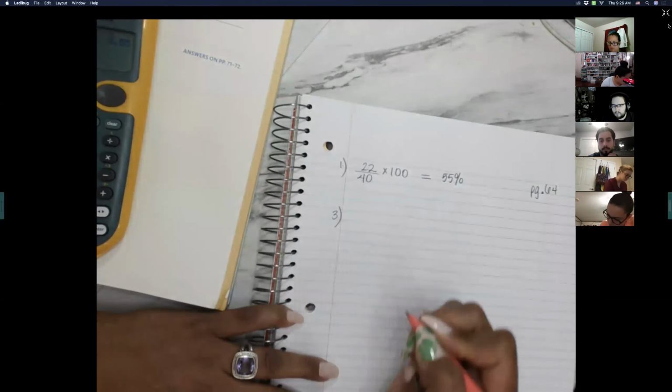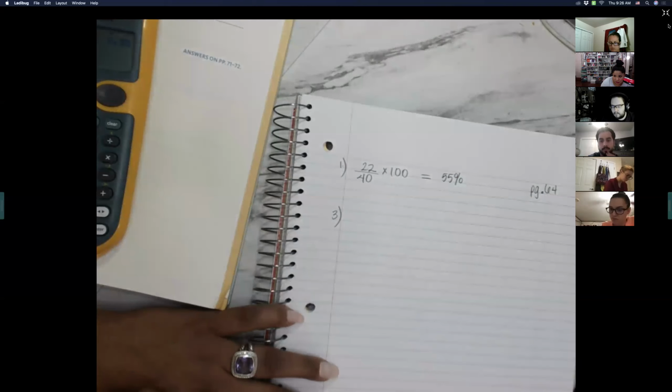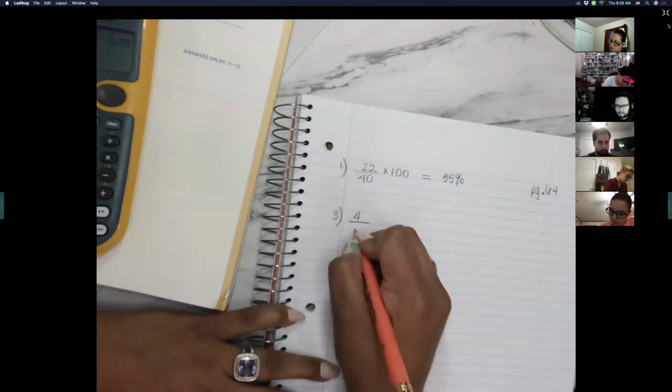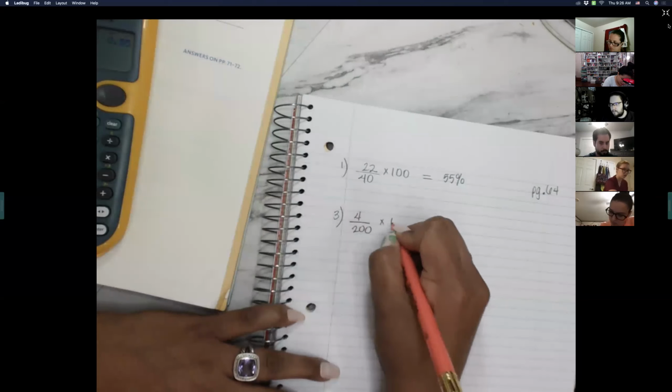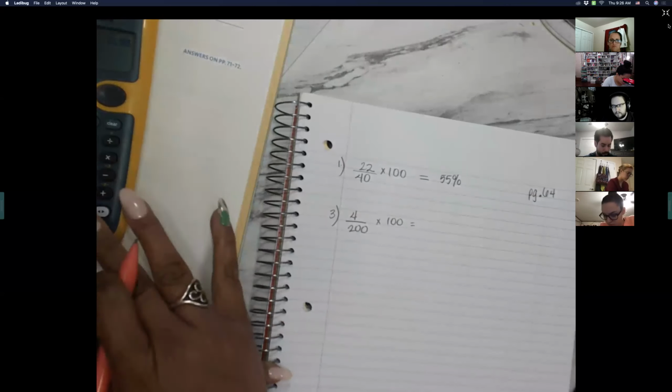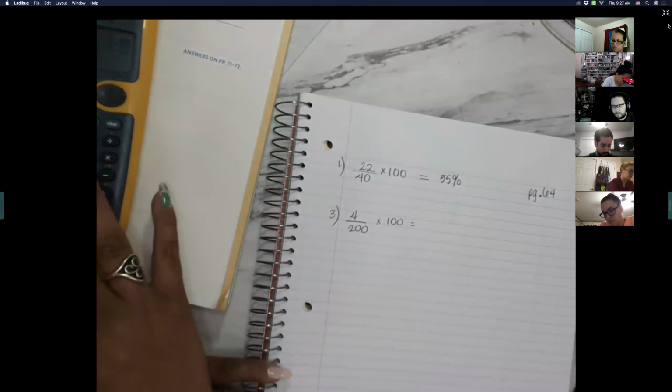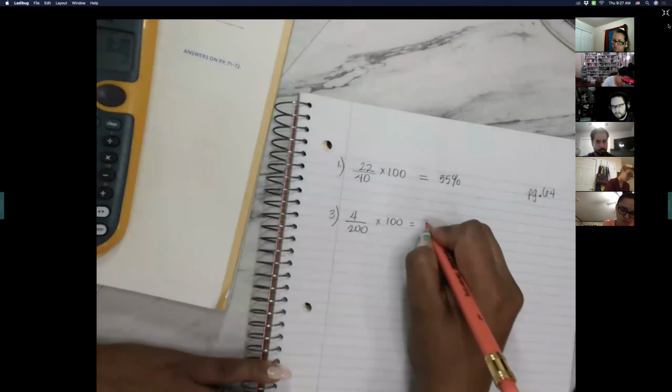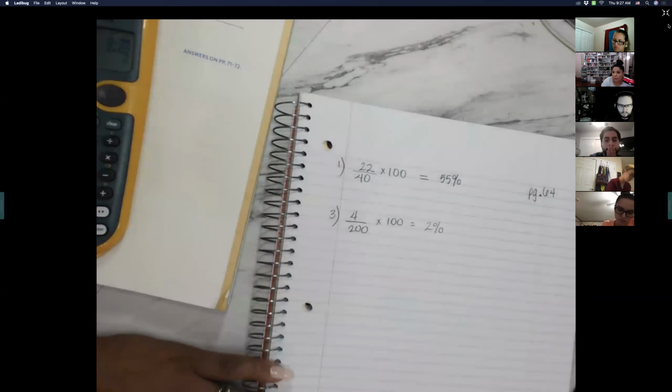Let's do number 3. What percent of 200 is 4? So 4 of 200 is what percent? Two. Perfect. So that's 2%. Everybody good with that?